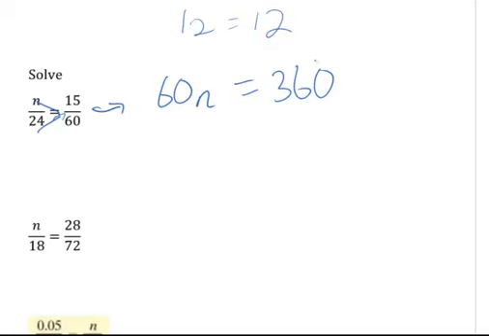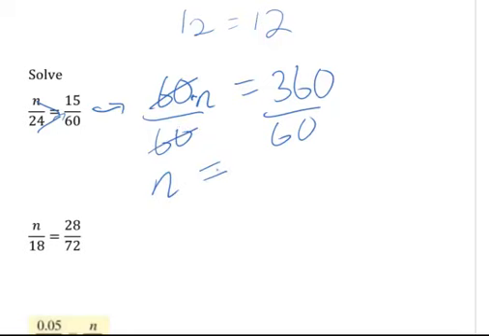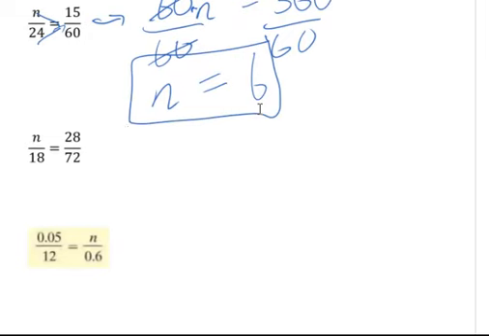The way I solve this is right now I just multiplied. So I'm going to do the opposite of multiply, which is to divide. These 60s will cancel, leaving me my n by itself. And if I take 360 and divide it by 60, I end up with 6. So we're going to do that in the next couple of problems that we have here. So in the next problem, I'm going to do this the same way.